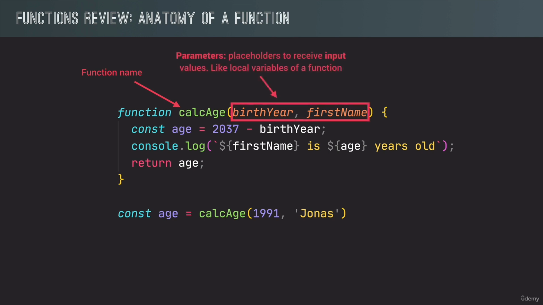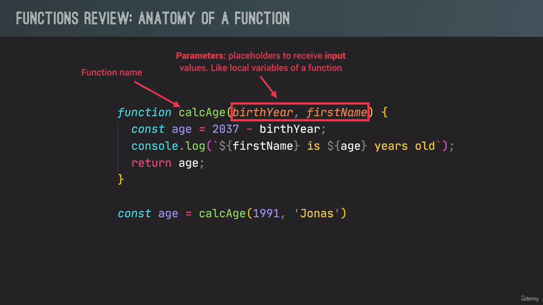Then a function also has parameters. And these parameters are essentially placeholders that receive input values. So as I said before, these are a little bit like local variables of a function. So variables that are defined only inside of this very function.